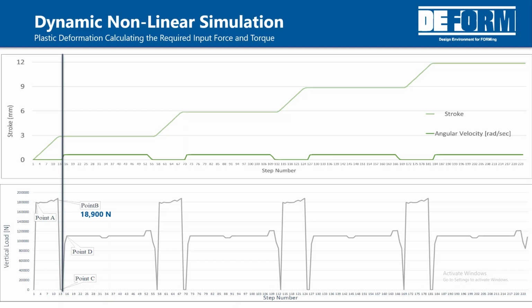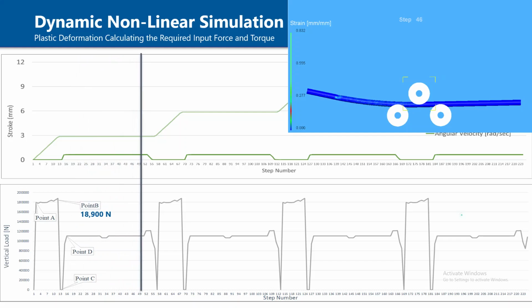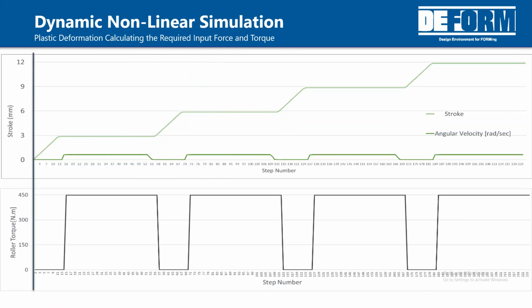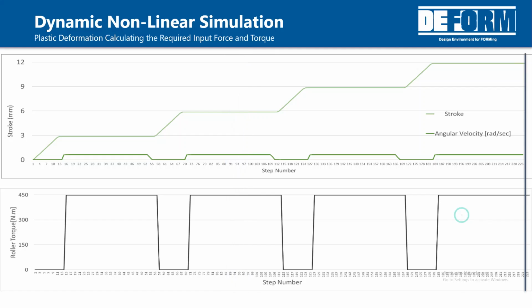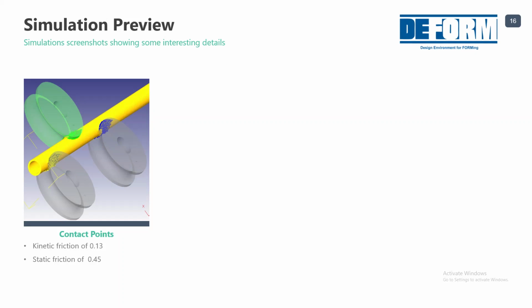Once rolling starts, the vertical force needed goes back up to point D, remaining at an almost constant value. The cycle is repeated 4 times. The torque was predicted using the same process, and it increased until reaching 450 Nm every time the rolling starts. This figure shows the contact sets, kinetic friction of 0.13, and static friction of 0.45 between the workpiece and the rollers. All these generalizations are made based on the predicted results by Deform 3D.